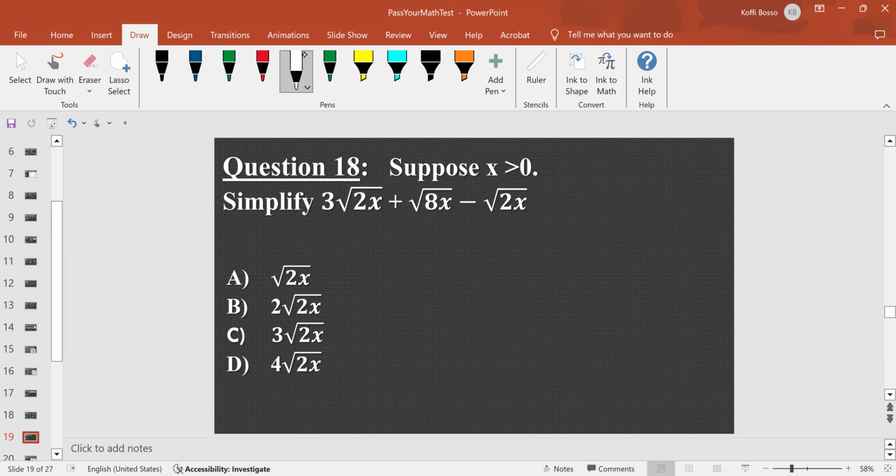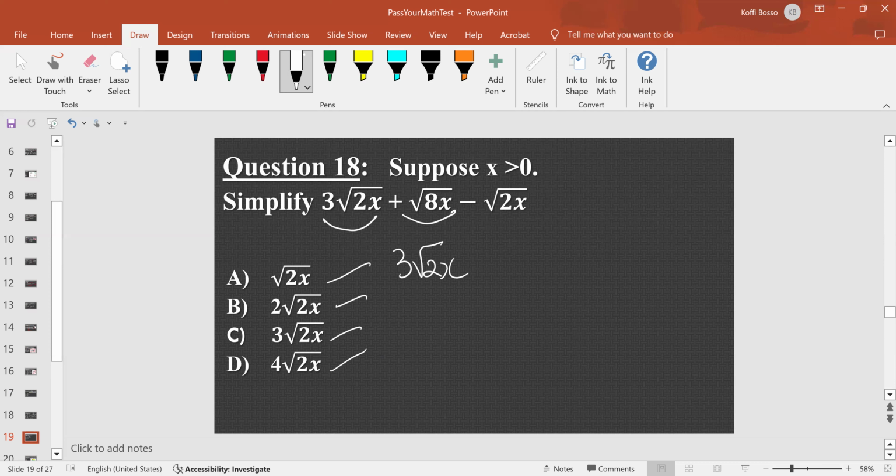Question 18. The question looks complicated, but it's not. They say simplify 3 square root of 2x plus square root of 8x minus square root of 2x. If you see all the 4 choices, we have a 2x inside the square root. So the first thing to do here is to make sure that inside the square root you have a 2x. The first part is fine. We have a 3 square root of 2x. But in the middle, we have a square root of 8x. Can we rewrite this? Can we make it as 2x inside the square root?